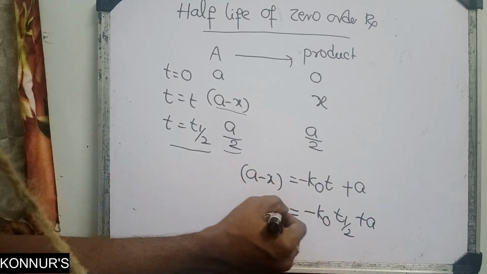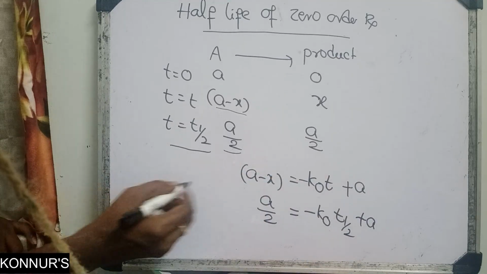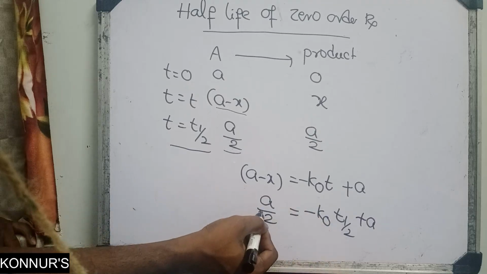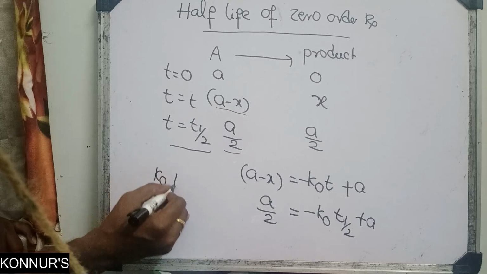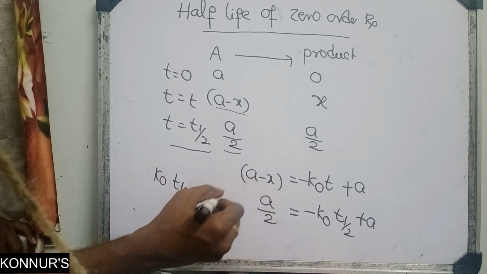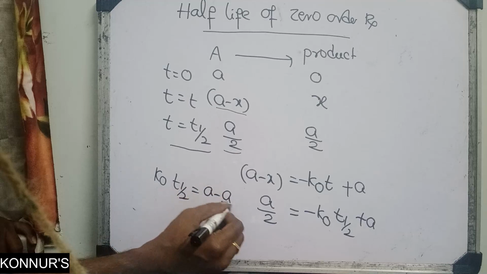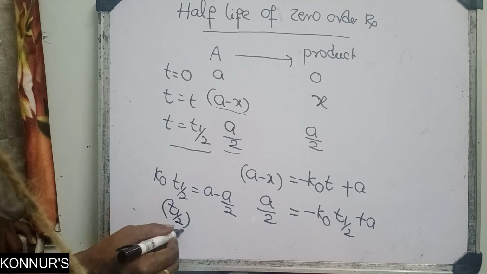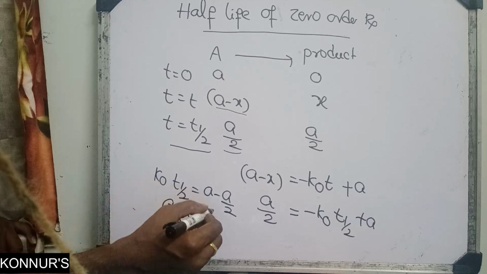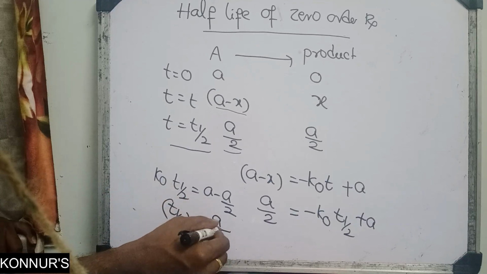So that means k0 t half, you take this side. A by 2 you go that side. So k0 into t half equal to A minus A by 2. So that is A by 2. So t half of zero order equal to what? A by 2k naught.